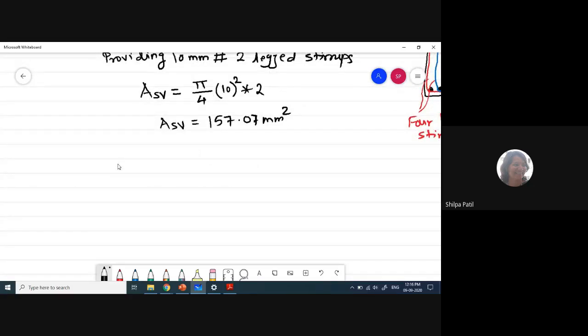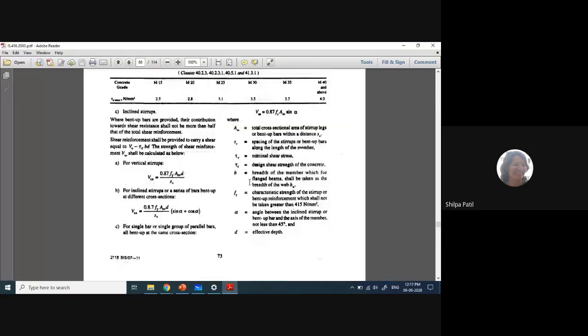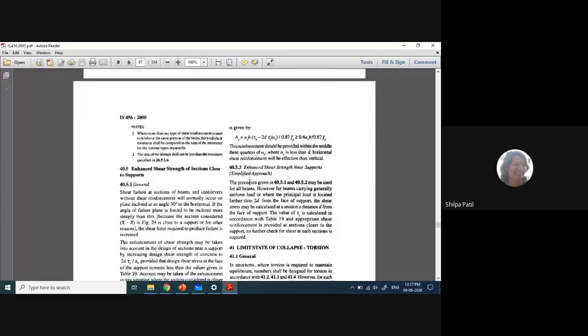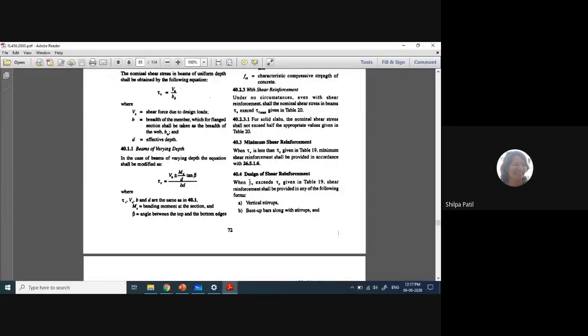Now we have to calculate the spacing between the stirrups also. So let us use the formula for spacing. What is the formula for spacing? It is denoted by SV. If I go back to your code, the code provides the formula of SV, the spacing of the stirrups. It is somewhere here.